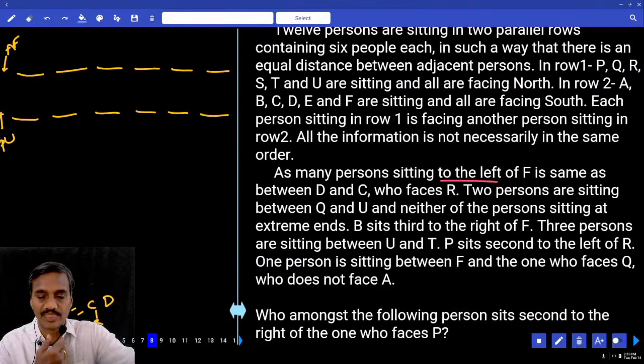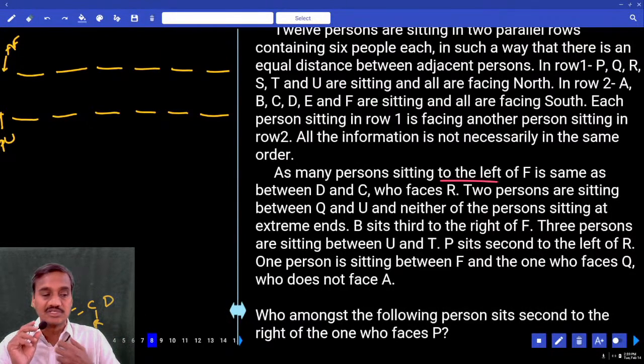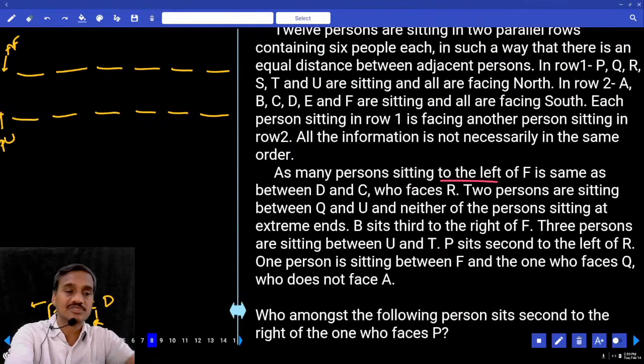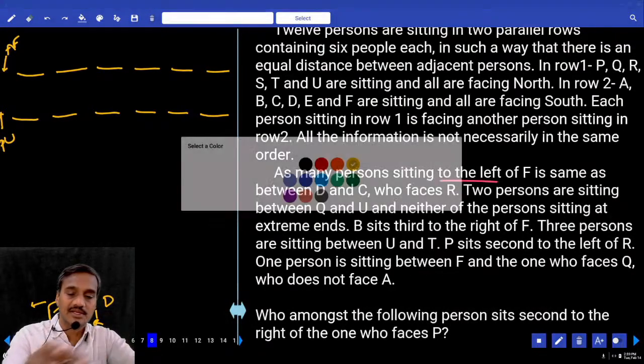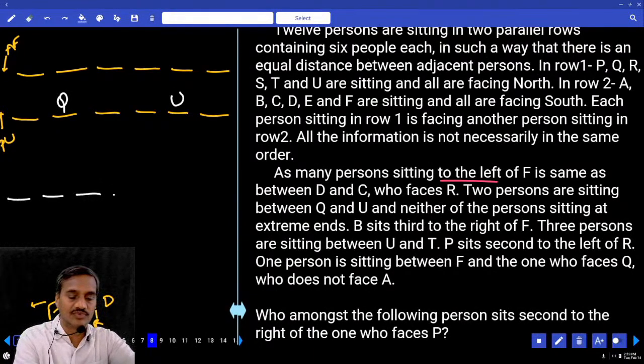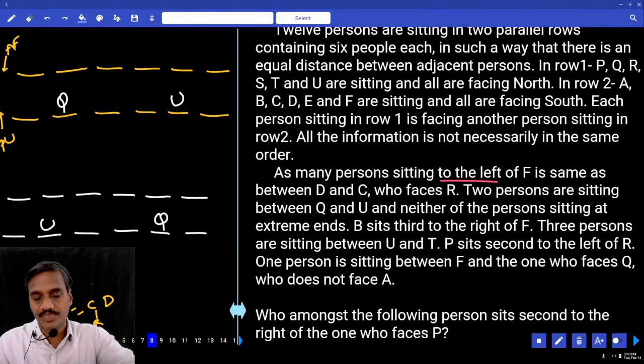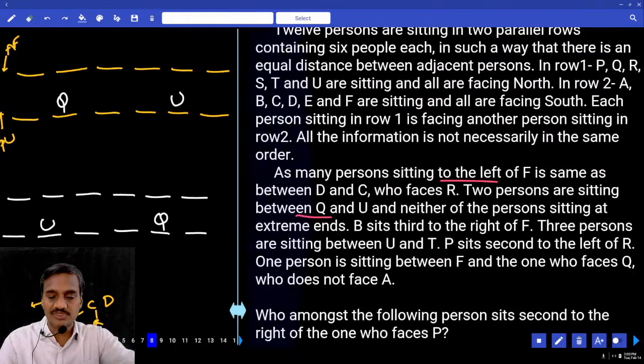C faces R, and there are 2 persons in between Q and U, and neither of the persons is sitting at the extreme ends. Now how many persons in between Q and U? 2 people, and none of these 2 persons are at the extreme ends. If Q is here, U is here, that is the first position. And together, then what is the next one we have? 1, 2, 3, 4, 5, 6. Now here again 1, 2, 3, 4, 5, 6. Now U is here and Q is here. 2 persons between Q and U, and none of the persons seated at the extreme ends.